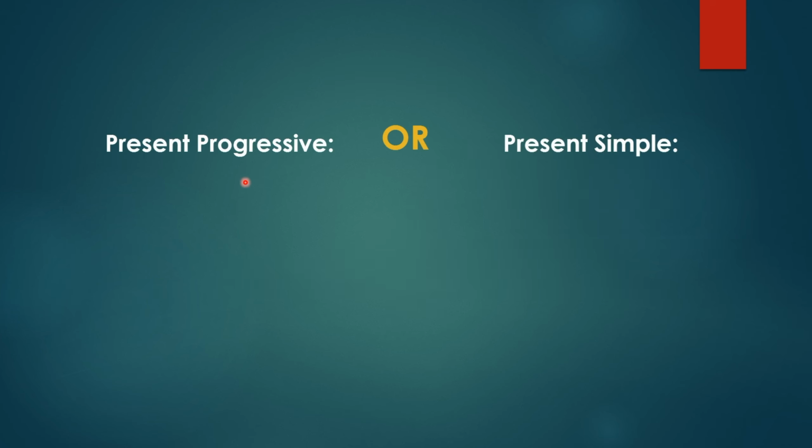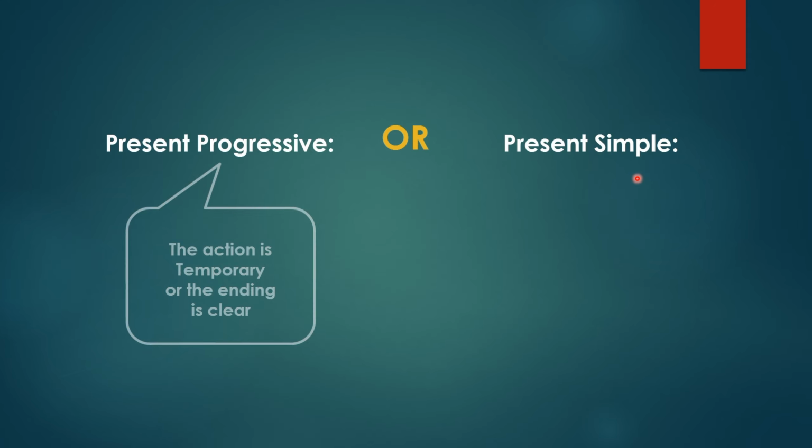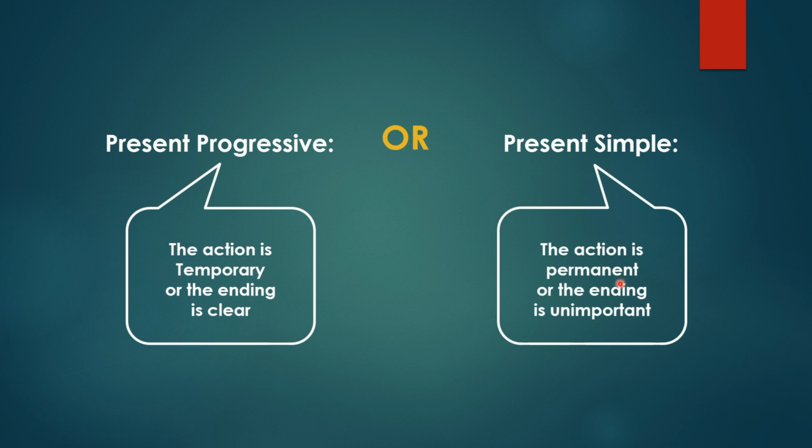Well, now let's consider some of the overlaps that may happen between present progressive and present simple, and later between present perfect and perfect progressive. Actually, if an action is temporary or the ending of the action is clear, we will be using present progressive. On the other hand, if the action is permanent or the ending is unimportant, we will be using present simple. Sometimes these two tenses can be mistaken, but these two simple keys can distinguish between the use.